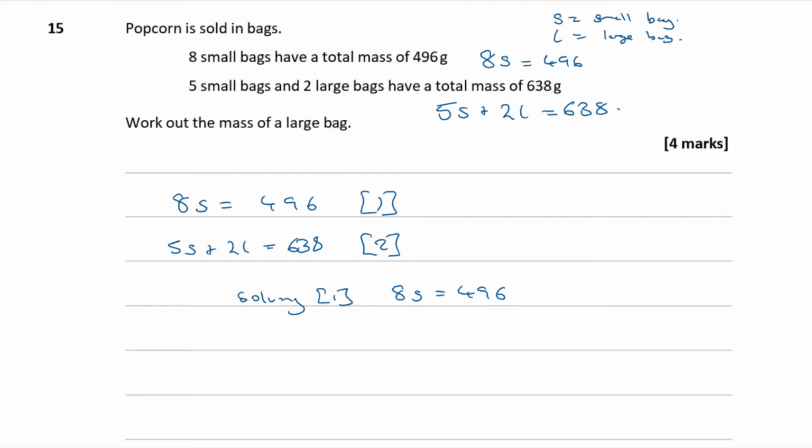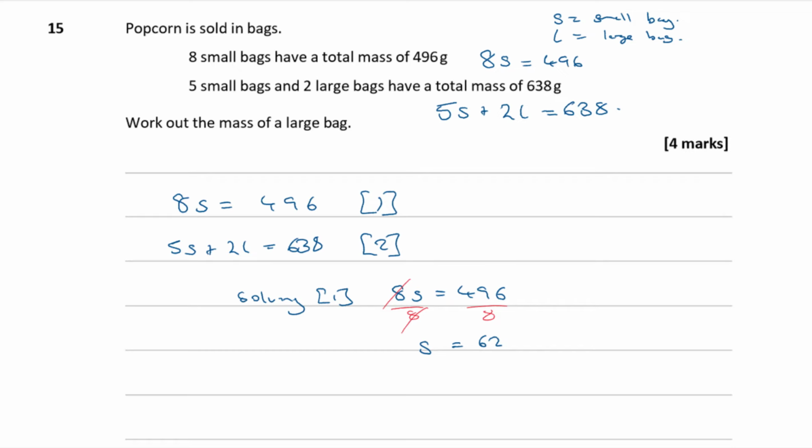Now if I just divide both sides by 8, what am I going to get? I'm going to get 496 divided by 8. That gives me 62. Okay, so dividing by 8, they'll cancel, leaving me with s equals 62. Okay, so I found s. Now I want to find L.